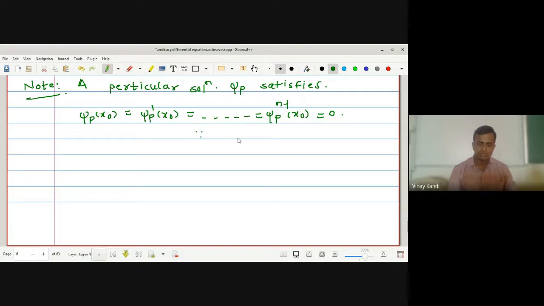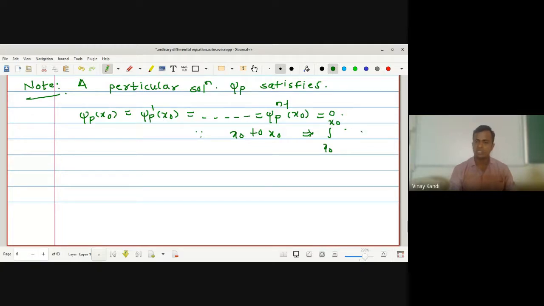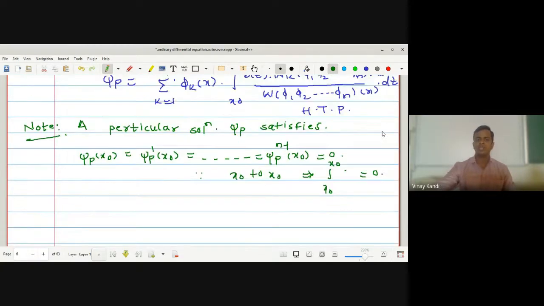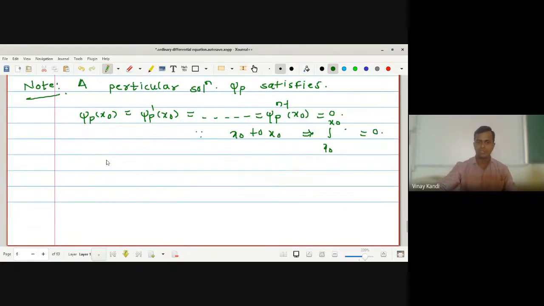since it is x naught to x naught. The limits of psi p of x naught, psi p dash of x naught, all these terms are the same. Both limits are the same, hence the integration gives 0. So 0 into anything is 0. Psi p of x is here; suppose I put x naught in place of x, then it becomes x naught to x naught, whose value is 0. 0 into something is 0, so the whole psi p of x naught is 0.